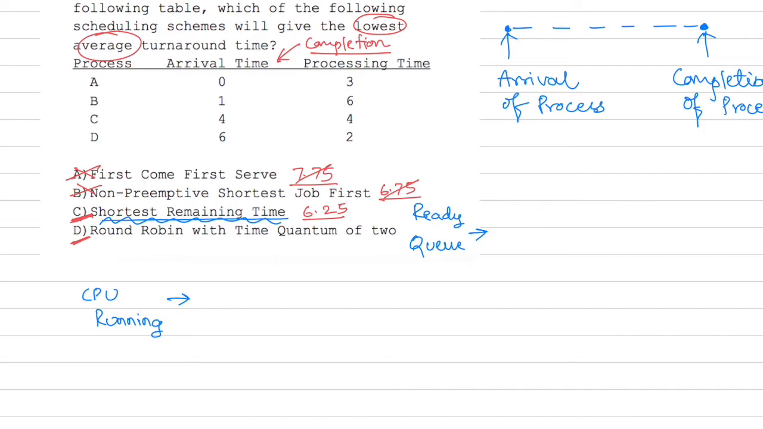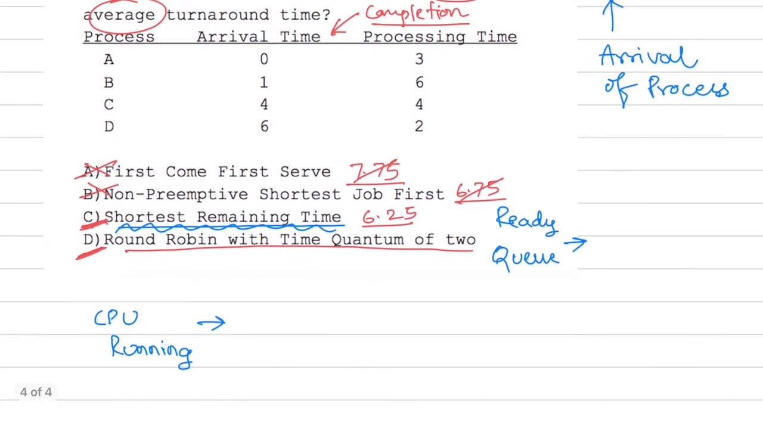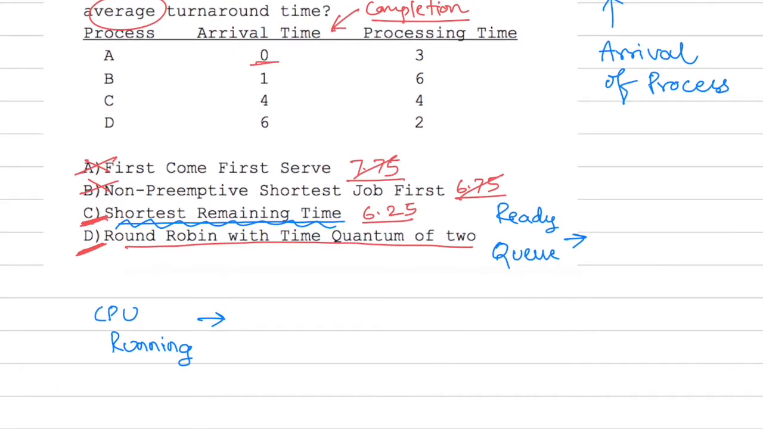Okay, so now we have the final algorithm, which is the round robin with the time quantum of 2 seconds. So again, let me just zoom in a bit. Again at the 0th second we have A coming into our ready queue. A has no competition, it gets picked up by the CPU at the 0th second. Now A will run for 2 seconds because we are doing round robin with the quantum of 2. So A will continuously run for 2 seconds.